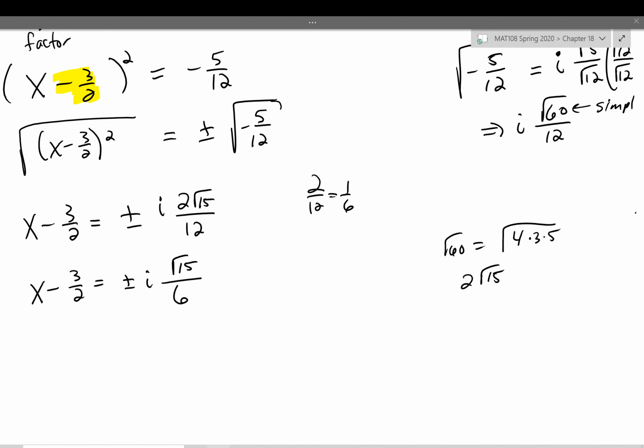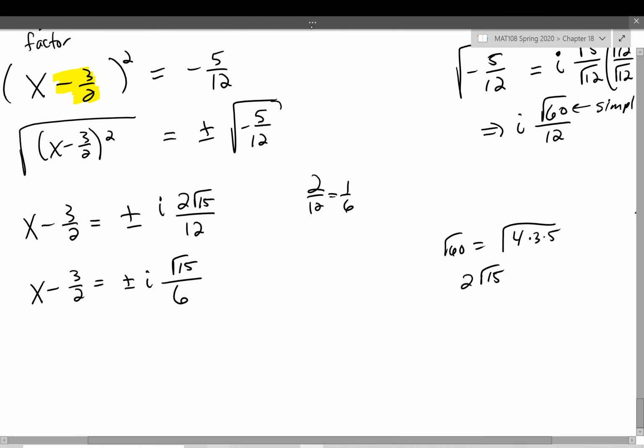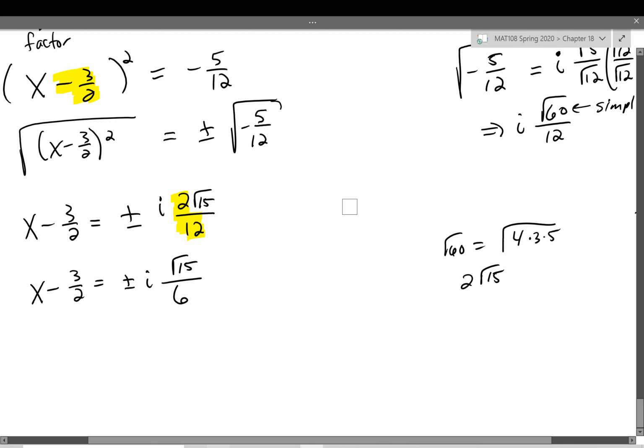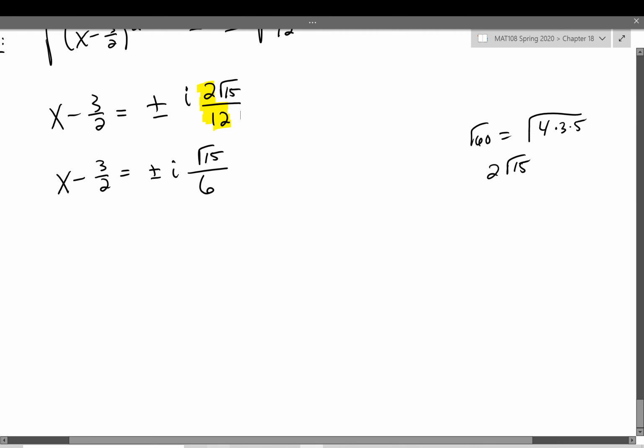All right? So 2 over 12, let me highlight what I just did there. 2 over 12 equals 1/6, all right? So I'm going to erase that now, all right? Whew, okay, I'm sorry. One more step. We're going to add 3/2 to both sides. So x equals 3 over 2 plus or minus i square root of 15 over 6.